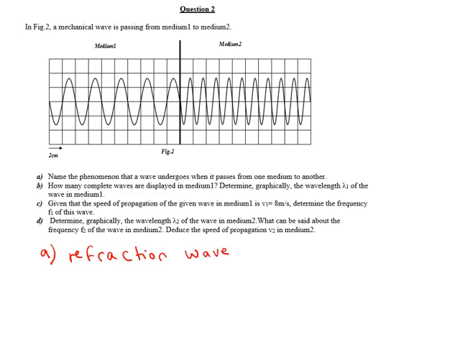Part B. How many complete waves are displayed in medium 1? Determine graphically the wavelength lambda 1 of the wave in medium 1. There are 5 waves and lambda equals 4 centimeter. Part C. Given that the speed of propagation of the given wave in medium 1 is velocity 1 equal to 8 meter per second, determine the frequency f1 of this wave. Velocity 1 equal 8 meter per second. That's the given.